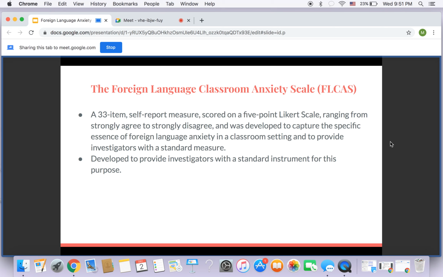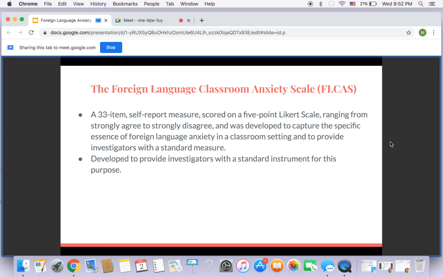There's a scale that was put out to help examine the anxiety levels of foreign language students within the classroom, and this is called the Foreign Language Classroom Anxiety Scale. It's a scale that measures 33 items. It's self-reported and is scored on a 5-point Likert scale, ranging from strongly agree to strongly disagree. This scale was specifically developed to capture the essence of foreign language anxiety within the classroom setting and to provide investigators with a standard instrument across the board for this purpose.